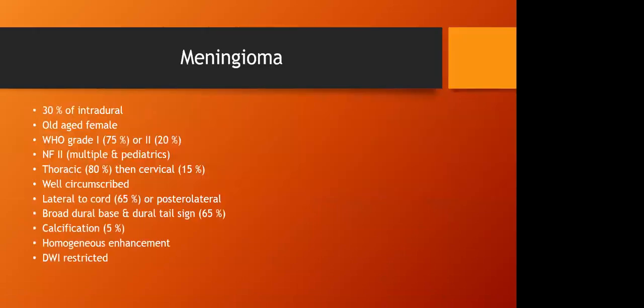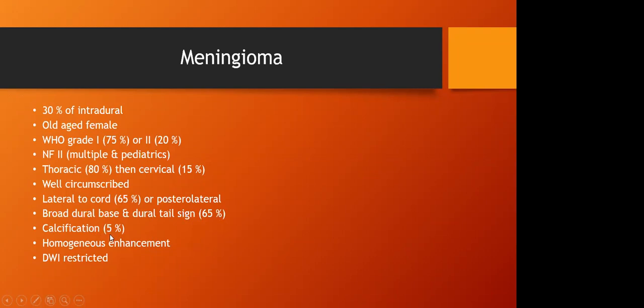Meningioma. Meningioma is 30% of the intradural tumors. Old age female is usually the presentation. WHO grade 1 or 2, could be associated with neurofibromatosis type 2 if it's multiple and in the pediatric age group. Thoracic site is the most common, followed by the cervical. Well circumscribed, lateral to the cord or posterolateral, and the most important feature is the broad dural base and the dural tail sign, which is seen in 65% of the cases.